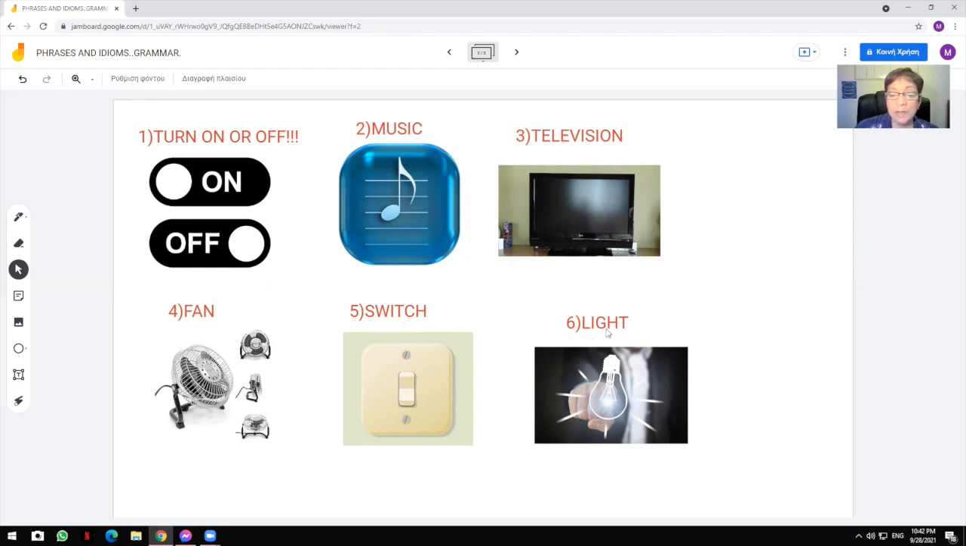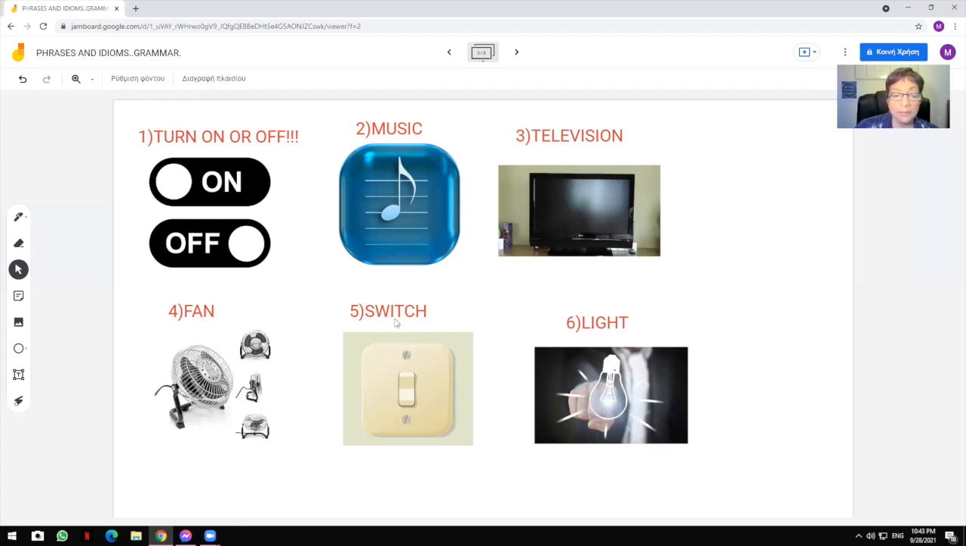And six is the light. Light يعني النور. Okay. Turn on or turn off. This is on. This is off. Number two is the music. This is the music. المزيكا. Three is the television. We say turn on the television. The fan. We say switch on or switch off the fan. Switch on or switch off the light. And number six is the light, النور.